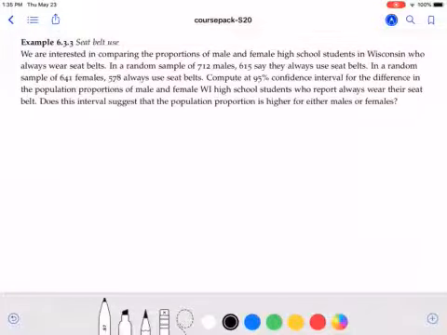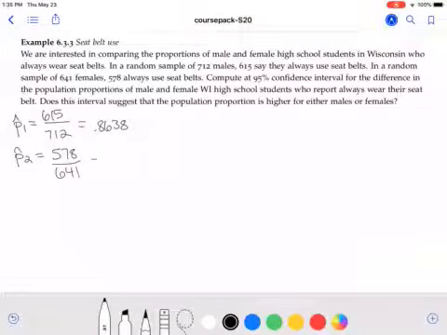So taking our numbers that were given, we can get our two sample values. P1 hat will be the 615 out of 712. That's 0.8638 if we round to 4 decimal places. For the females, we have 578 out of 641, which is 0.9017. So just glancing at the sample values, we can see the proportion is higher for the females, but we want to know if that still happens in the entire population.